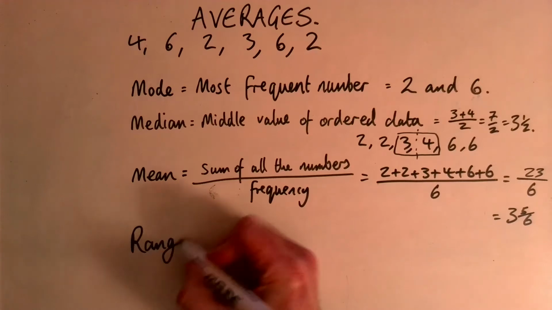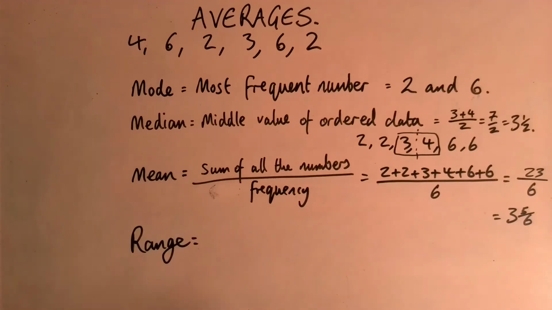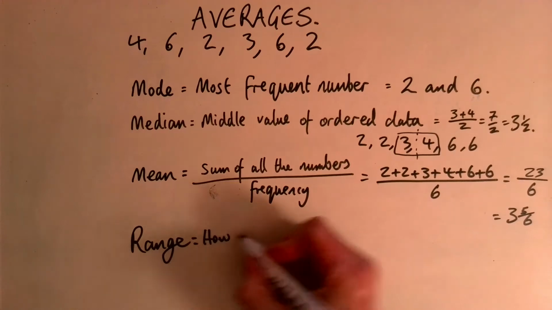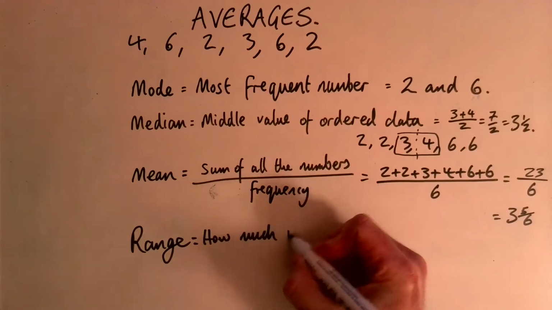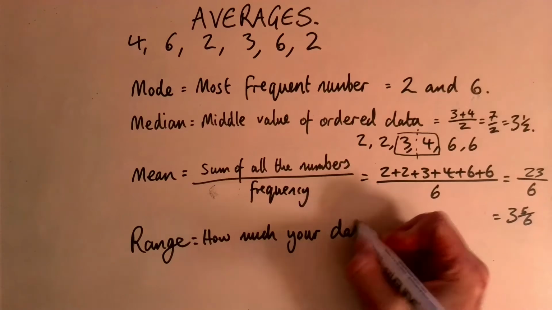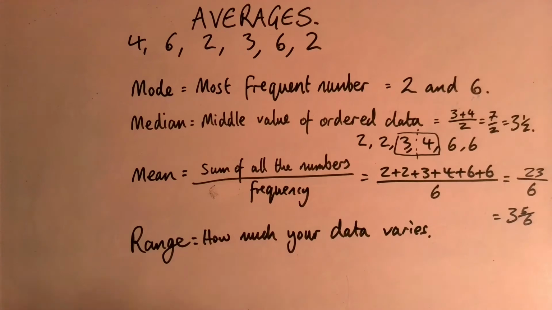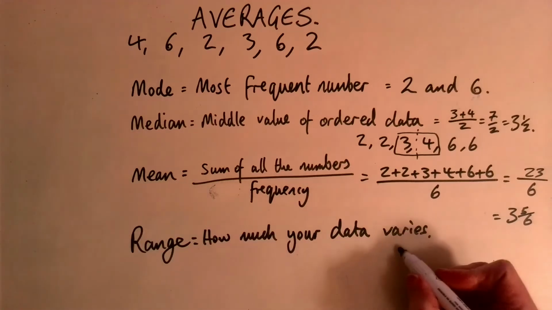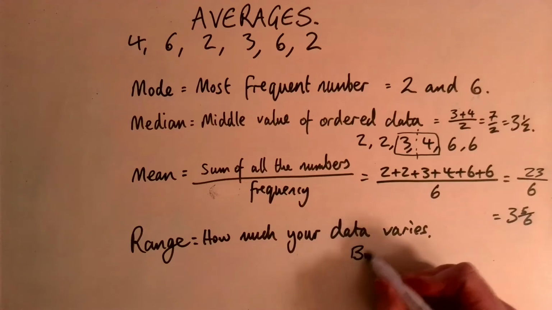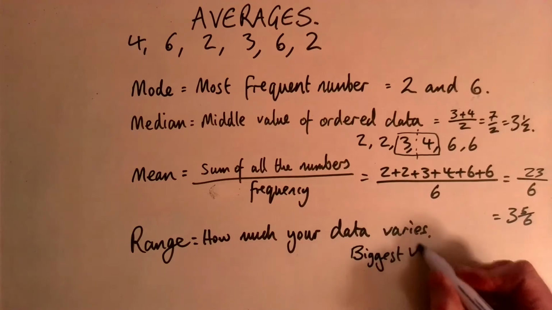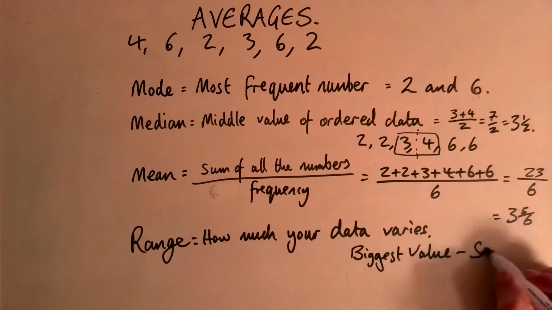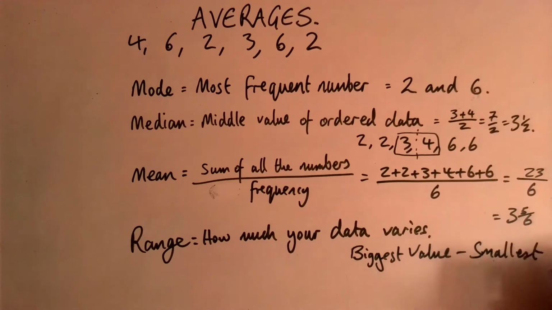Right, range is the other thing we need to know. Now the range is how much your data varies. And it's very important, because if you've got a small range, it means it's very predictable data that you're dealing with, very predictable numbers. If you've got a big range, it means it's not very predictable. So it's always worked out by subtracting the smallest value from the biggest value.